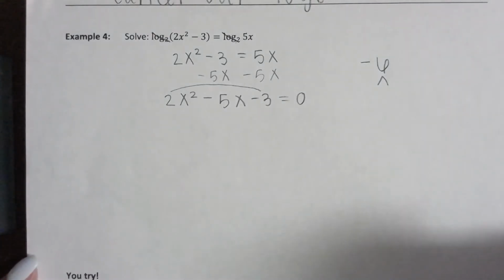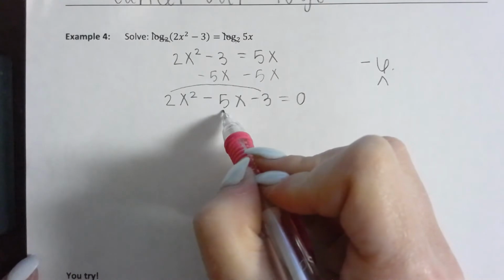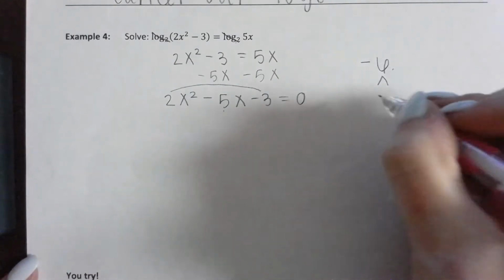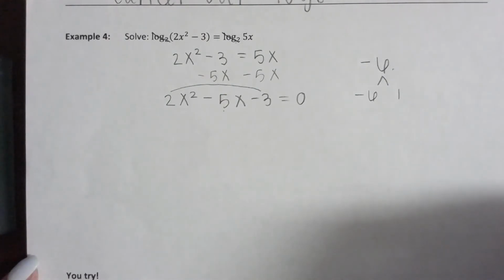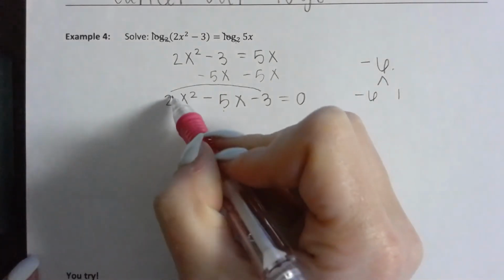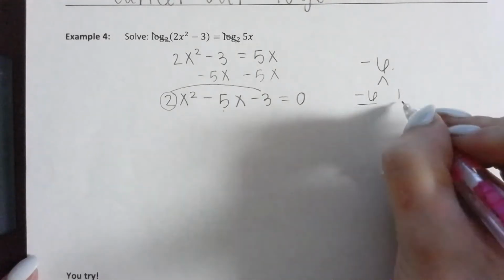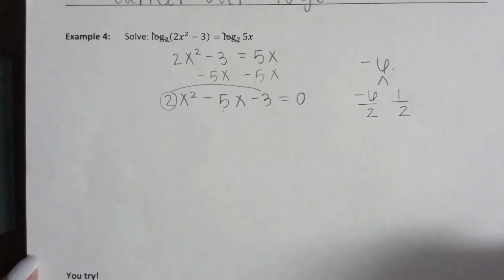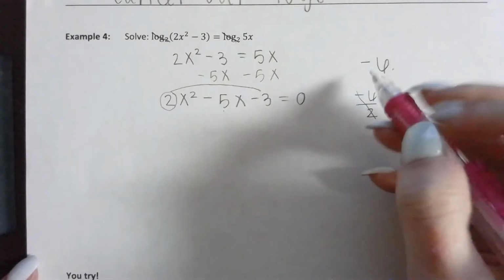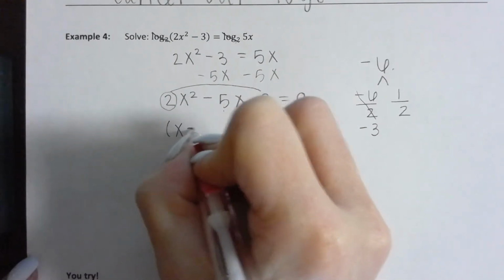Now I'm looking for two numbers. They have to multiply to negative 6 and add to negative 5. That should be negative 6 and 1. Now, because my a value was a 2, I'm going to use my shortcut here, which is to take your two numbers and divide by that a value. Negative 6 divides by 2 nicely. It gives me negative 3. So one of my factors is x minus 3.